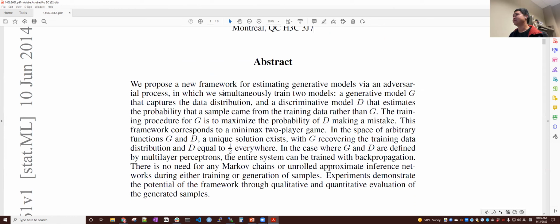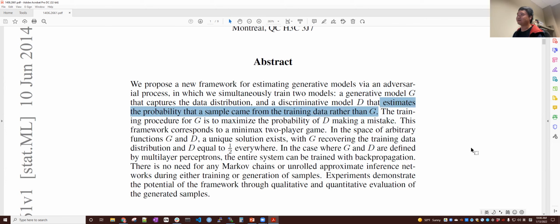So in the abstract, we will first go through some sentences. Basically, in this generative task, we simultaneously train two models. We train a generative model we denote by G that captures the data distribution, so we can generate the real data. That's the task of this generator. And we also have a discriminative model, a discriminator D, that estimates the probability that the sample came from the training data rather than from G, rather than the generated data.